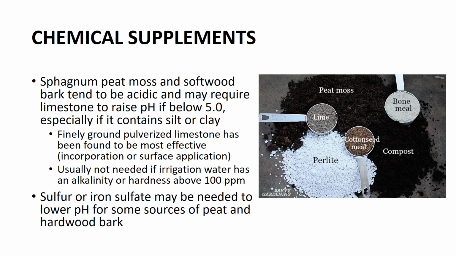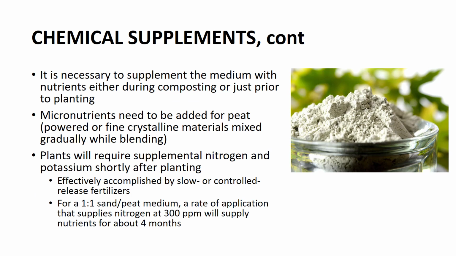Some sources of peat and hardwood bark are alkaline, and sulfur or iron sulfate should be added to lower the pH. Some of the ingredients used for producing artificial soil mixes are low in available phosphorus, calcium, magnesium, iron, and various microelements. Therefore, it is necessary to supplement the medium with these nutrients either during composting or just prior to planting. Peat is naturally low in microelements. Use only powdered or fine crystalline materials and mix it in gradually as the mix is blended.